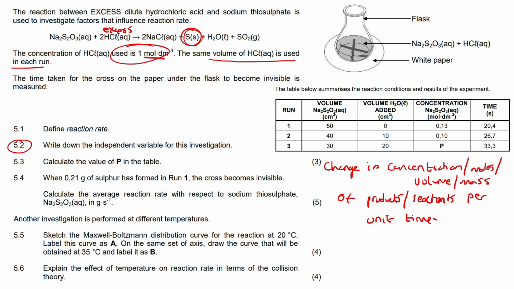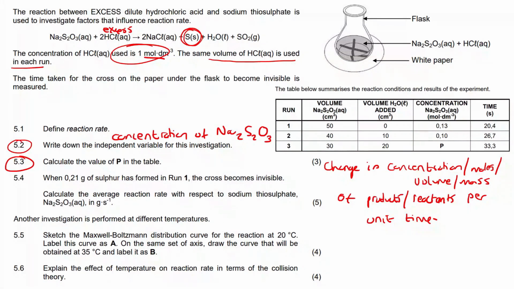So what they are changing, the person doing this experiment, they are changing the concentration of Na2S2O3. They are changing the concentration of that thing by manipulating the amount of water in the experiment. 5.3 says calculate the value of P. Now, I don't really like this question.